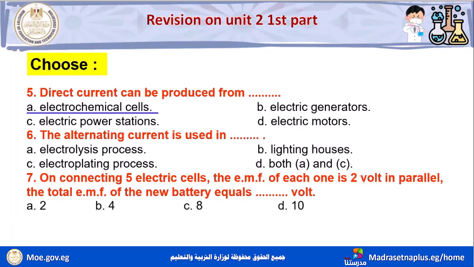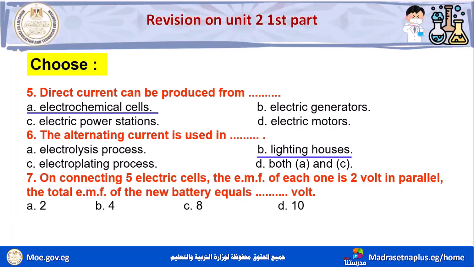Number 6, the alternating current is used in space. Letter A, electrolysis process. Letter B, lighting houses. Letter C, electroplating process. Letter D, both A and C. The alternating current is used in lighting houses.